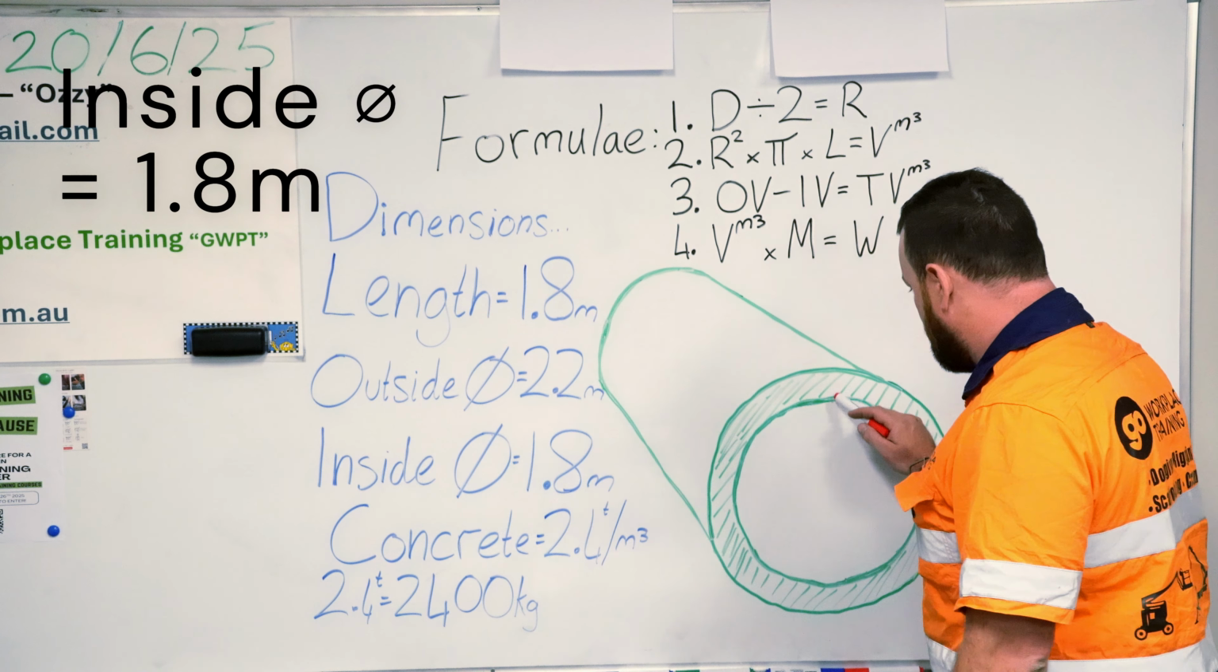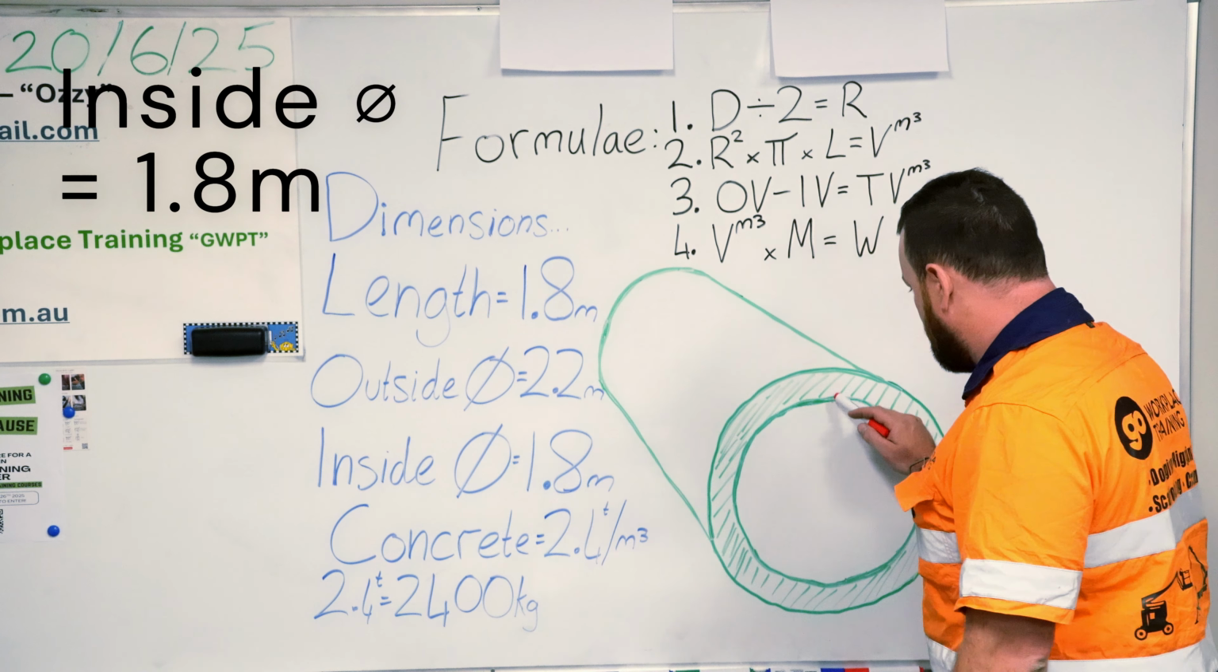Now, what is a diameter? A diameter is the distance from one side of a circle all the way to another. In this situation, we have two diameters. We have an outside diameter and an inside diameter. So that is going to give us an outside radius and an inside radius. So using the formula that we have here, let's first work out what our radius is. I encourage you to write all of these calculations out on a piece of paper before you enter them into a calculator, and that way it might help them sink in a little bit more.